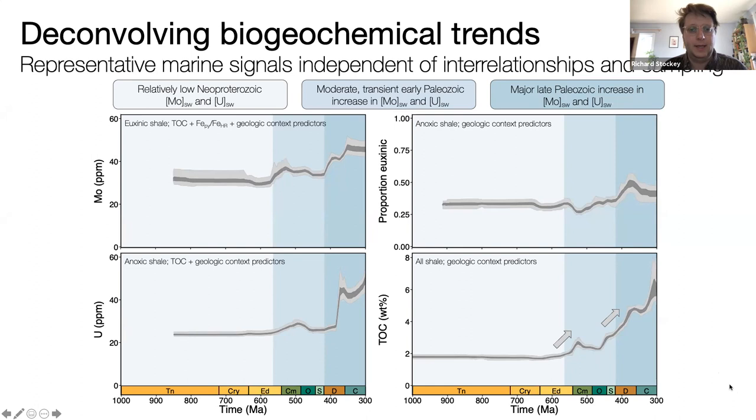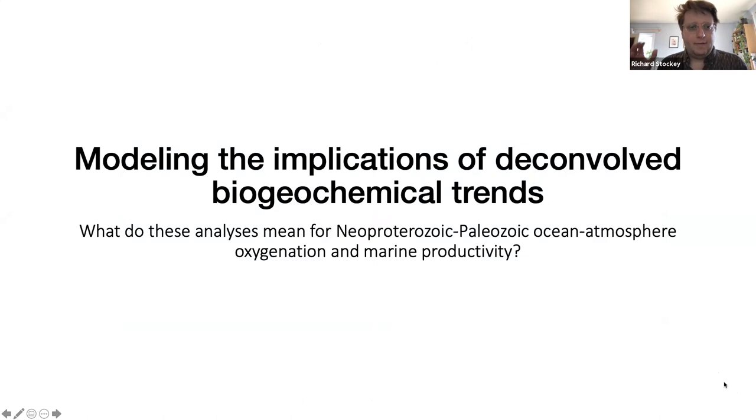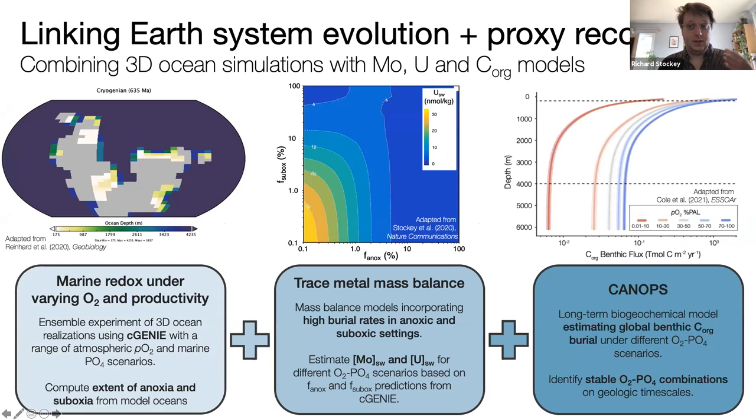So now that we have those deconvolved records, I just want to take a minute to ask what these analyses mean for Neoproterozoic-Paleozoic ocean-atmosphere oxygenation and productivity. And to do that, we've used a combined biogeochemical modeling approach, interfacing three different biogeochemical models. So firstly, we use cGENIE to generate 3D ocean realizations at different atmospheric oxygen and marine productivity levels as parameterized by marine phosphate. And then we compute the predicted extent of anoxia and suboxia from those model oceans.